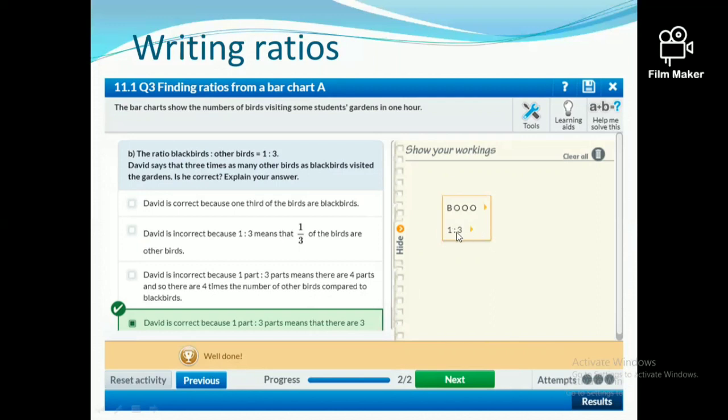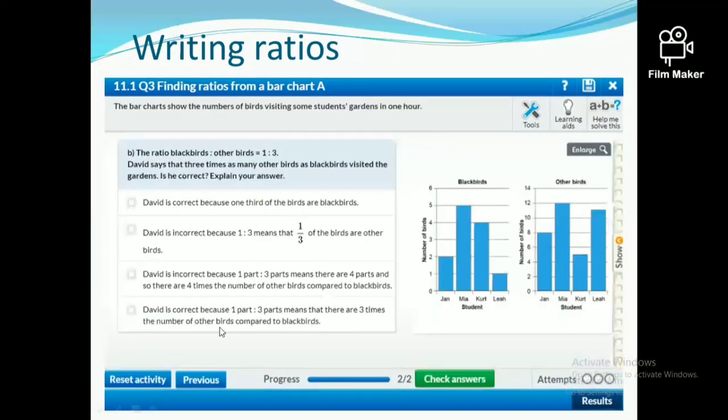The ratio is 1 to 3. That means if you get one blackbird, there should be three other birds. So you can say David is correct because one part to three parts means there is one blackbird and three other birds. There are three times the number of other birds compared to blackbirds. So the answer is this. Okay.